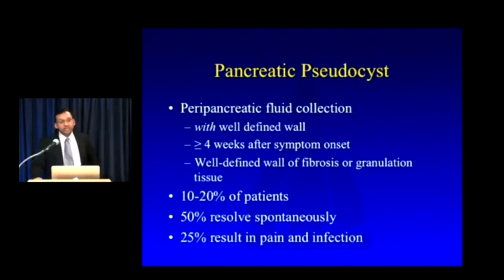Now, these collections typically go away on their own, but in those cases where they don't, they evolve into loculated collections, which after 4 weeks are termed pancreatic pseudocysts. These are now well-defined loculated collections that have a clearly defined wall composed of fibrosis or granulation tissue, and no longer just conform to the shape of the retroperitoneum, but actually exert mass effect. Even pseudocysts, for the most part, do not often create clinical problems. At least half of these will resolve spontaneously, and only about a quarter will actually cause symptoms, pain or infection.